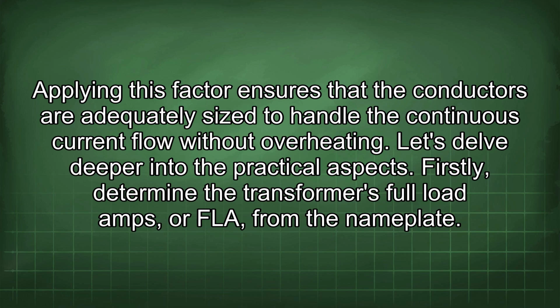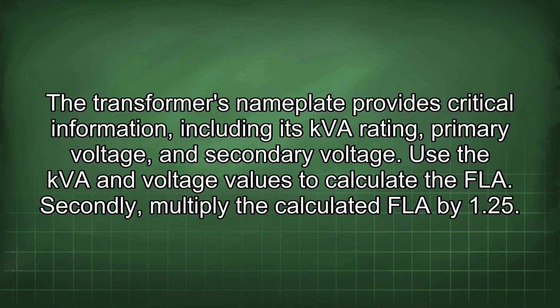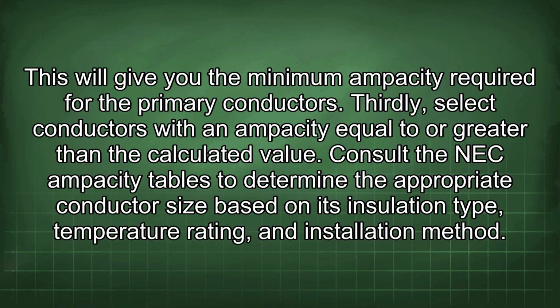Let's delve deeper into the practical aspects. Firstly, determine the transformer's full load amps, or FLA, from the nameplate. The transformer's nameplate provides critical information, including its kVA rating, primary voltage, and secondary voltage. Use the kVA and voltage values to calculate the FLA. Secondly, multiply the calculated FLA by 1.25. This will give you the minimum ampacity required for the primary conductors.